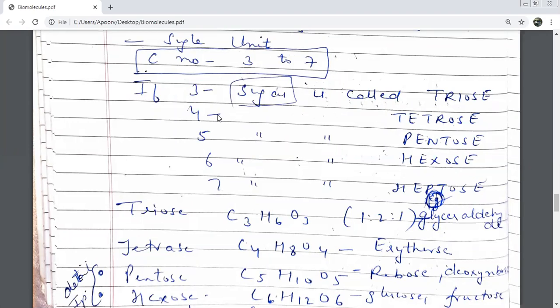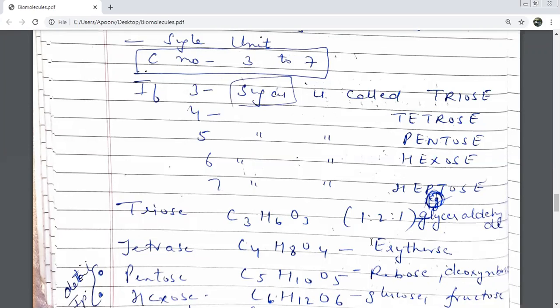And if you have 4 carbon atoms, then the sugar is called tetrose. If you have 5 carbon atoms, the sugar is pentose. Very good. And if you've got 6 carbon atoms, hexose. And last, if we have 7 carbon atoms, then heptose. But the ratio, I'm going to show you, is going to remain the same.